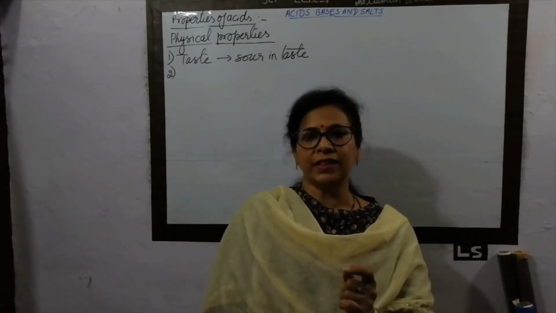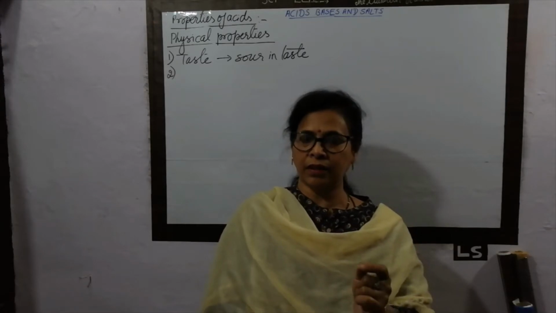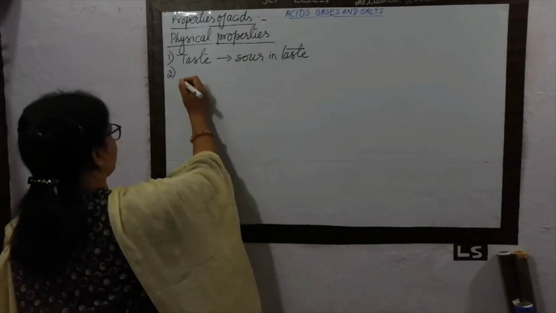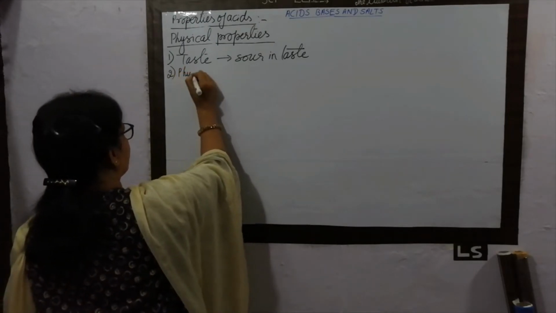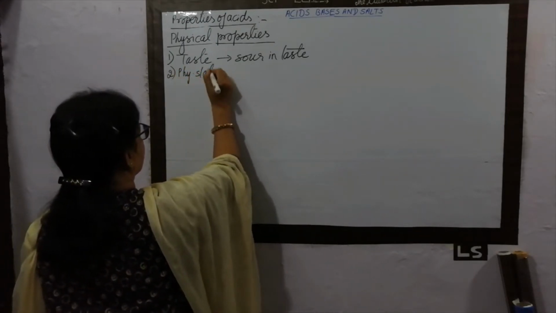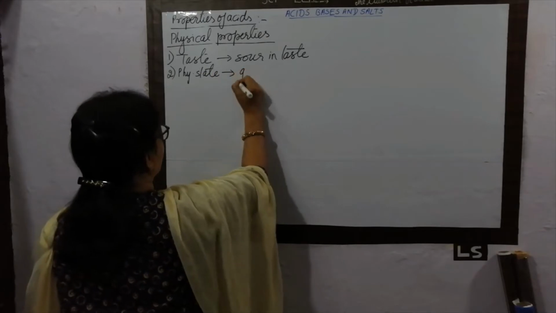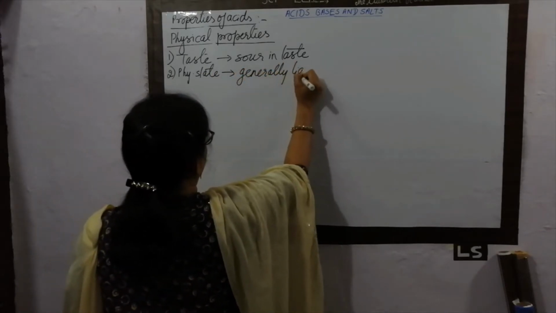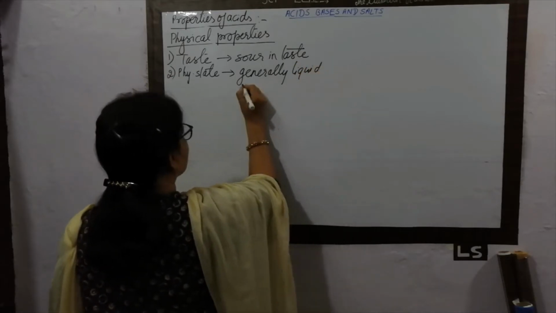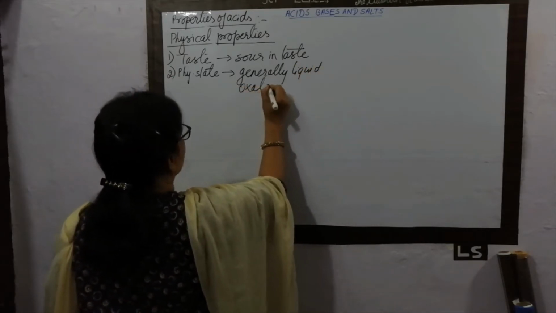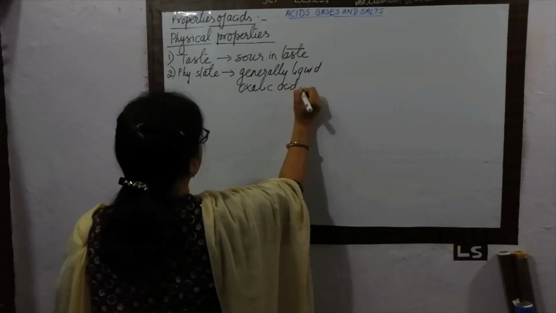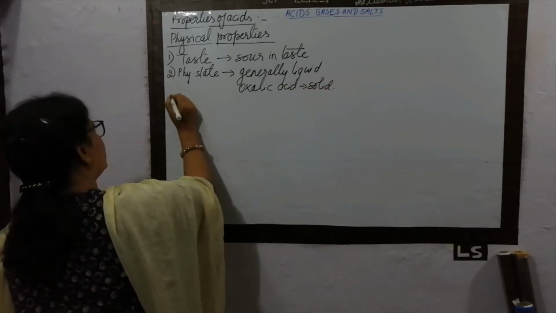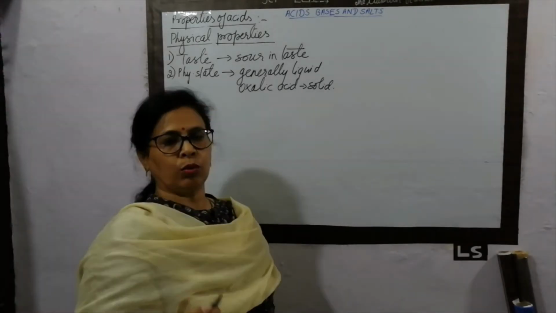Now, physical state. The acids are generally liquid in state. If we talk about the physical state, acids are generally liquid. But oxalic acid is a solid acid. Oxalic acid is solid in nature. The acids physically are in liquid state only.